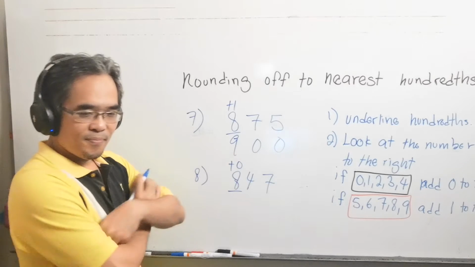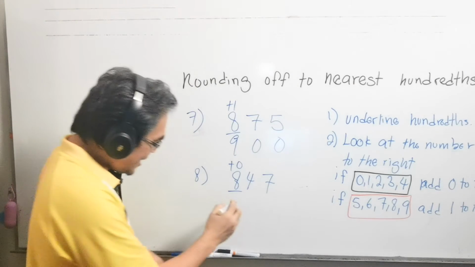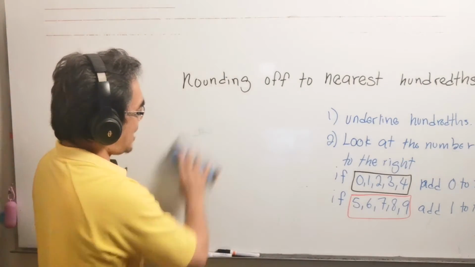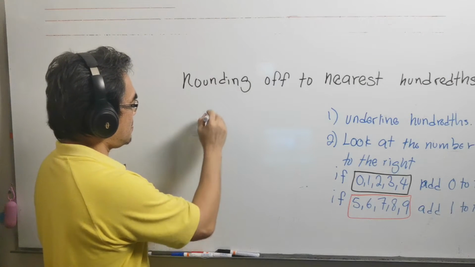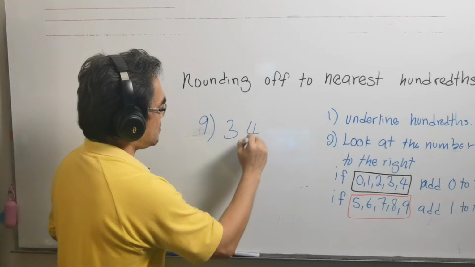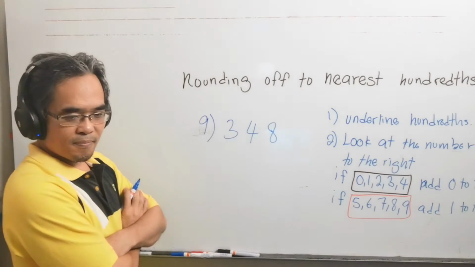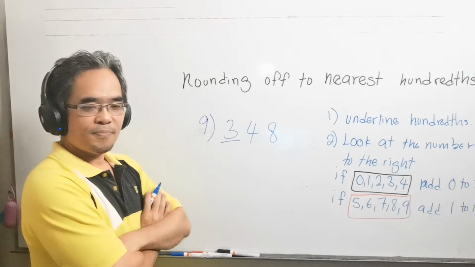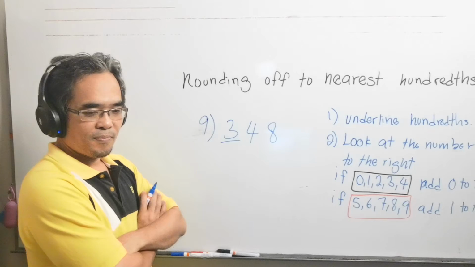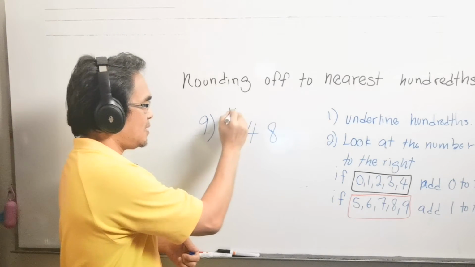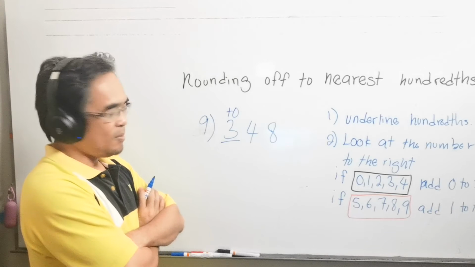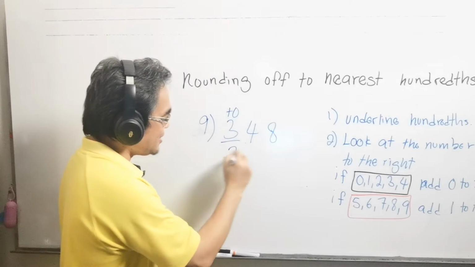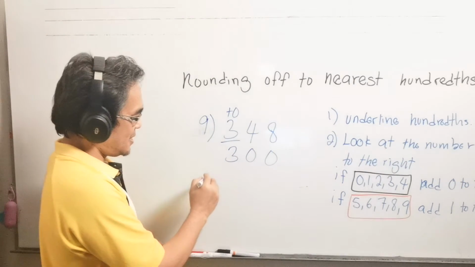Plus 0. 800. Okay, let's go to question number 9. Underline 3. You just plus 0. 300. Yes.